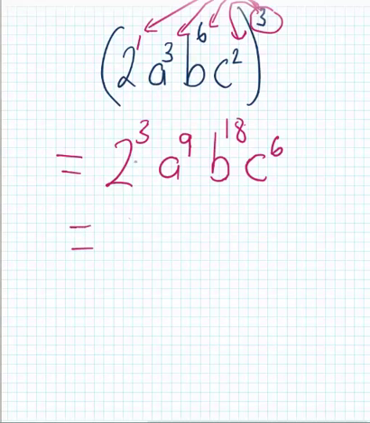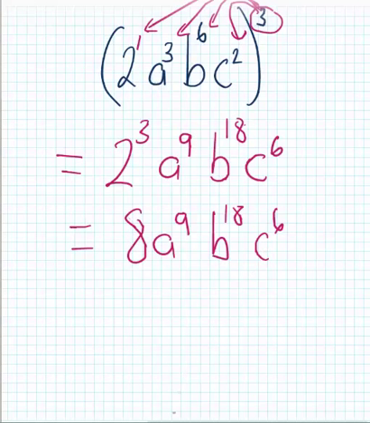And now we're almost done. With our numbers, 2 to the power of 3 isn't going to be a very large number. It's just 8. So evaluate your powers when you have numbers. 8 a to the power of 9, b to the power of 18 and c to the power of 6. And that's our final answer.